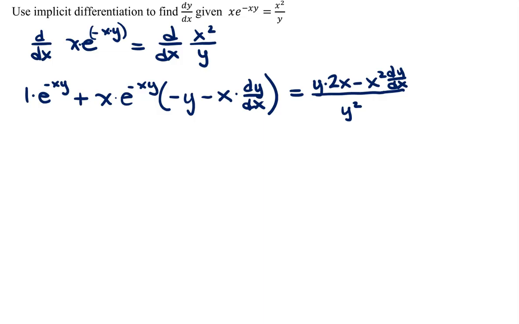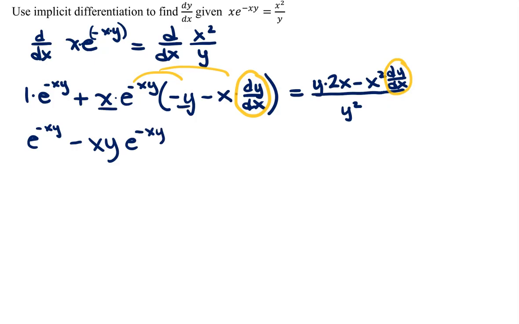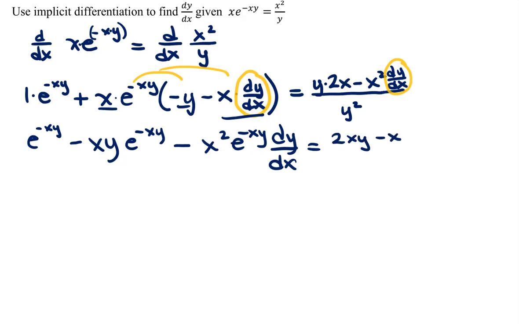Okay, so when I look at this, I actually see two problems. I have a dy/dx stuck in parentheses and a dy/dx stuck in a fraction. So you could tackle these things in either order. If you're really feeling brave, you could tackle them at the same time. I think I'll distribute first. So I'm going to clear the parentheses first. So I will have an e to the negative xy, plus, minus an xy e to the negative xy, that's that first product, and then another minus, and that will be x squared e to the negative xy dy/dx, and that's from that second product. I'm going to rearrange just a little: 2xy minus x squared dy/dx over y squared on the right.